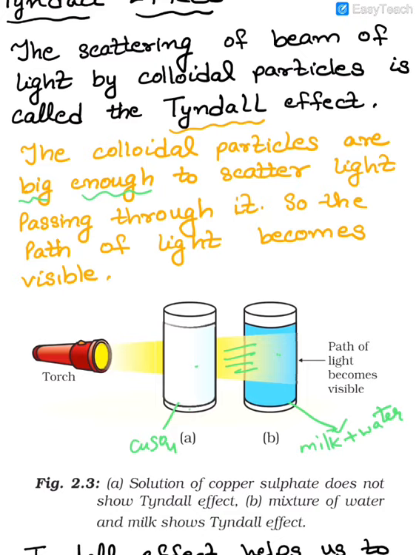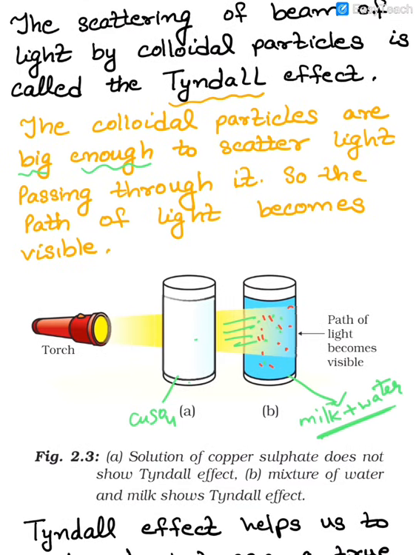Now what the Tyndall effect tells us is that this milk and water is a colloidal solution. In a colloidal solution, the particles are big enough. Through those you can see the space between them through which the light can pass. So when the light passes through this, we call this effect the Tyndall effect. So scattering of a beam of light by colloidal particles is called Tyndall effect.